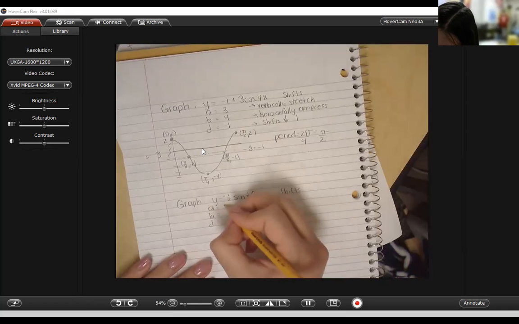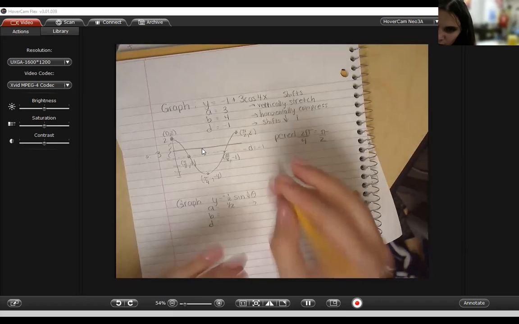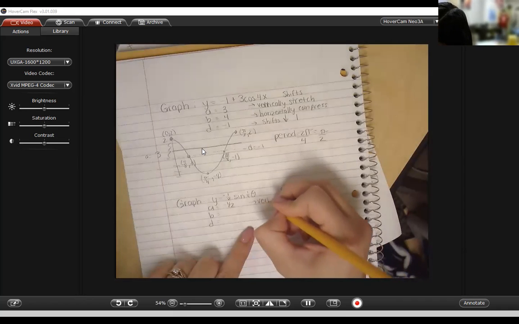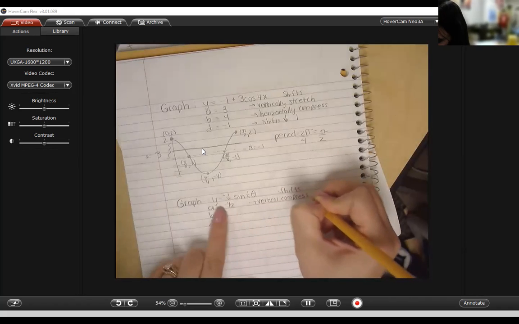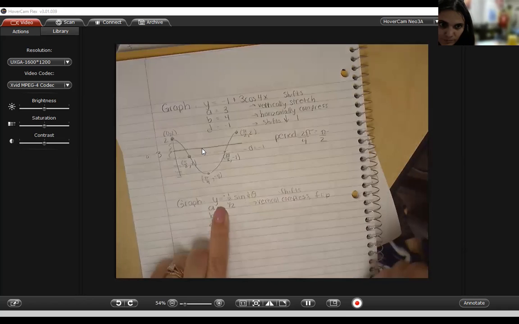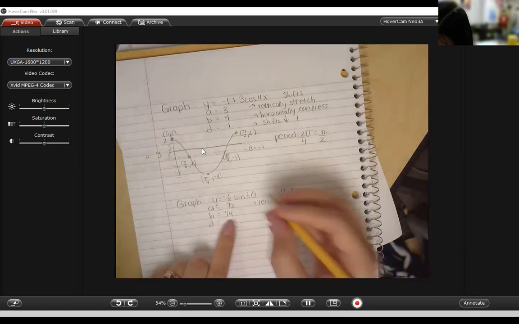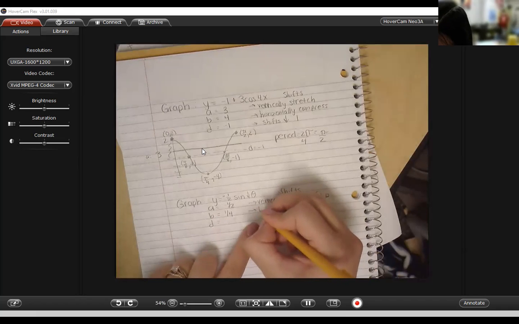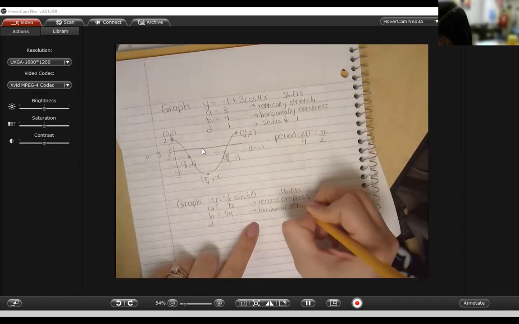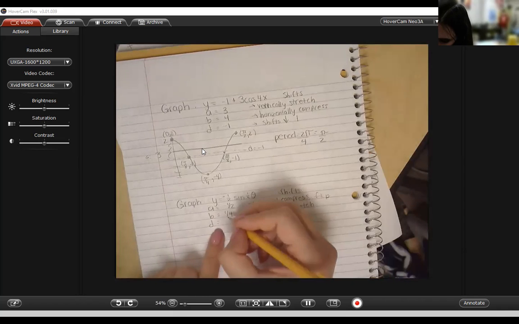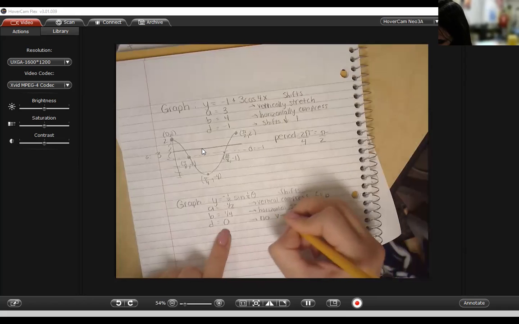My A value is -1/2. So what's that going to do? It's going to vertically compress. You can just put vertical compress, and because it's negative, it's going to flip it. My B value is 1/4. So if my B value is less than 1, this is going to be a horizontal stretch. And my D value is 0. So no vertical shift.